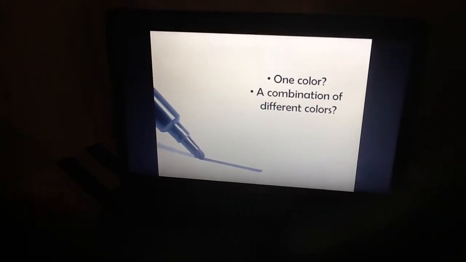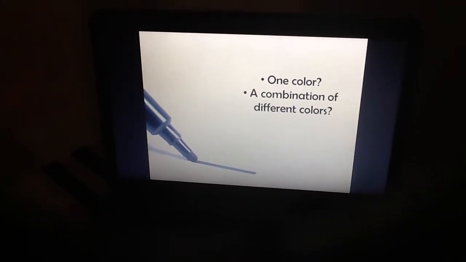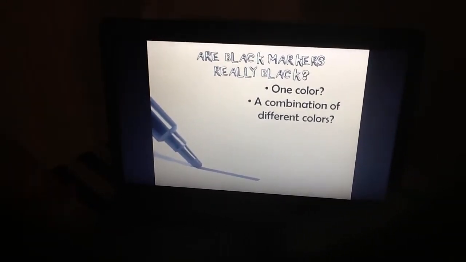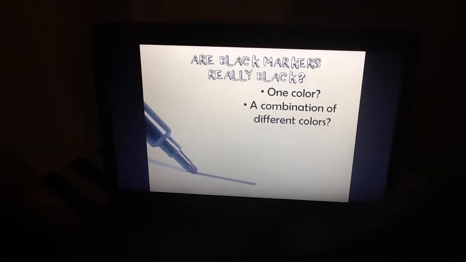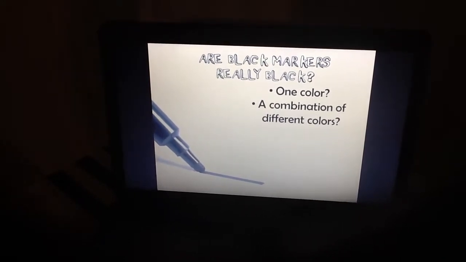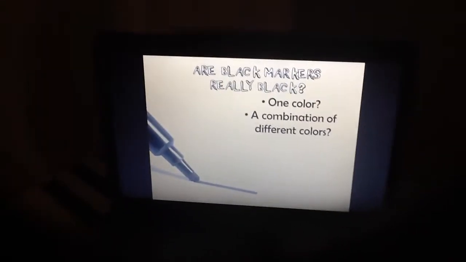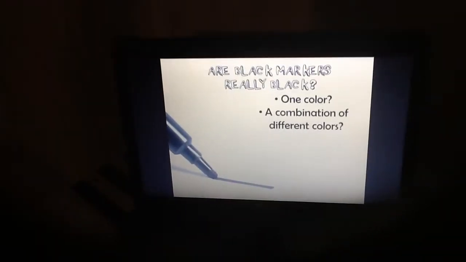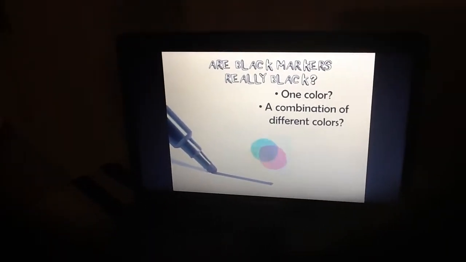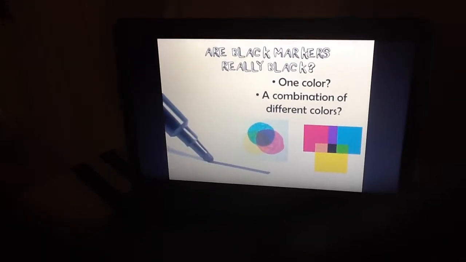So now we are going to use the process of inference to test this inference, okay? To find out, the same question as the last lesson plan, are black markers really black? What do you think? Is black one color, here's a black marker, or a combination of different colors? So you're going to start making your inferences, but I have a clue for you. When you draw and you use different colors, you mix the colors. What do you get? If you use red and yellow and orange, all the colors, if you mix them, what do you get? Look at the pictures. You get black, right? So maybe that can give you a clue for your inference.